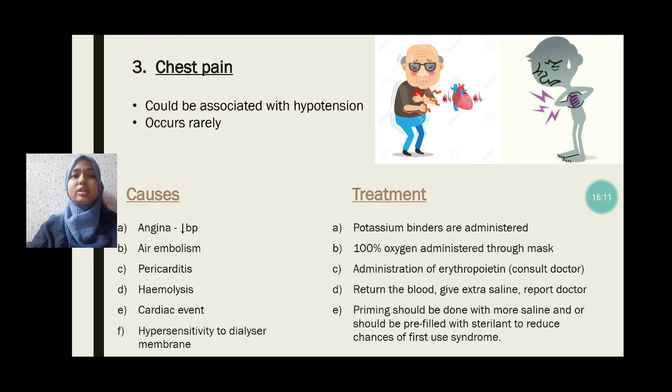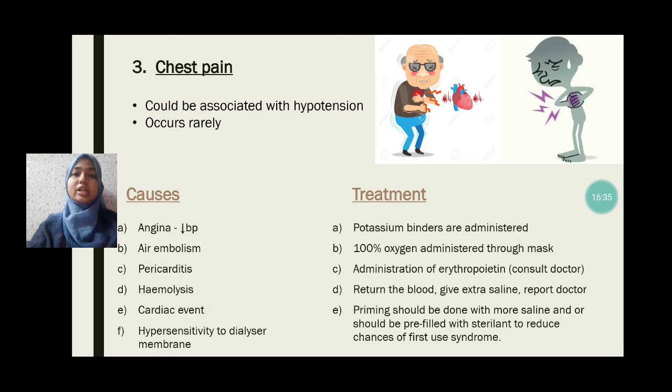Okay, next is chest pain. It could be associated with hypotension, occurs very rarely. What are the causes? Angina, air embolism, pericarditis, hemolysis. Hemolysis is breaking of RBCs. Cardiac event, any cardiac event which is going to occur. Hypersensitivity to dialyzer membrane. How will we treat angina?